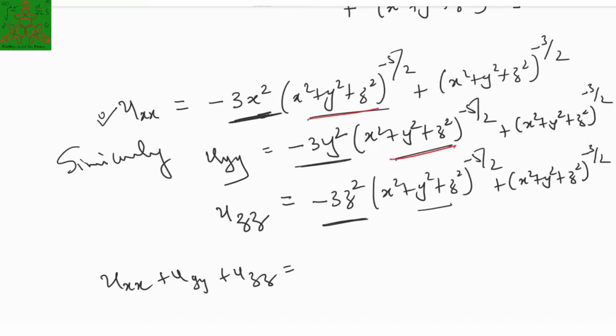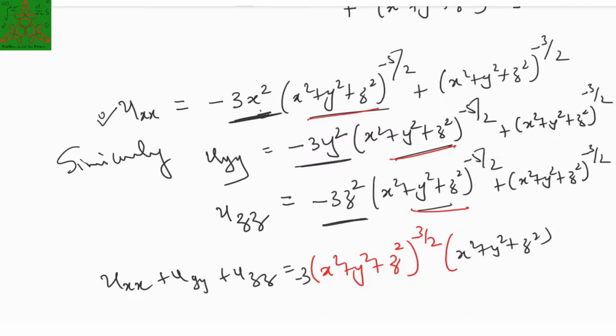This quantity will be the same in all of them, so it is common out. So we'll have (x² + y² + z²)^(-3/2). Inside the bracket what you will have is -3, so that -3 I am taking common, (x² + y² + z²), because it is x² + y² + z² here, and this will come 3 times, so it is 3(x² + y² + z²).